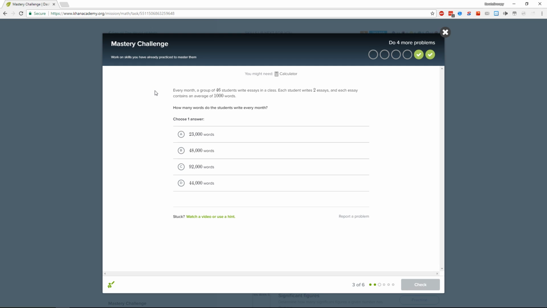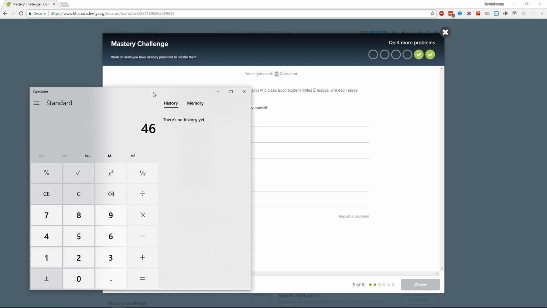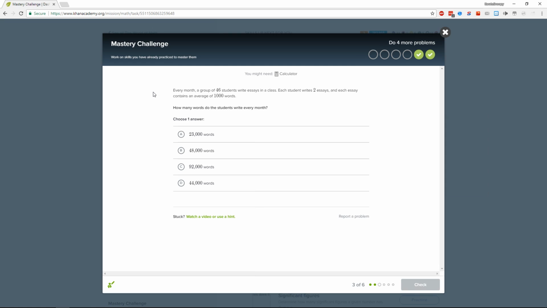Every month, a group of 46 students writes essays. Each student writes 2 essays, and each essay contains 1,000 words. How many words do the students write every month? 46 times 2... 92,000.